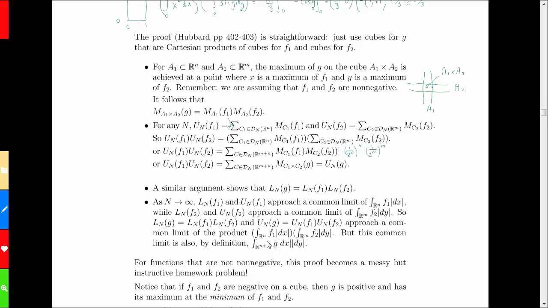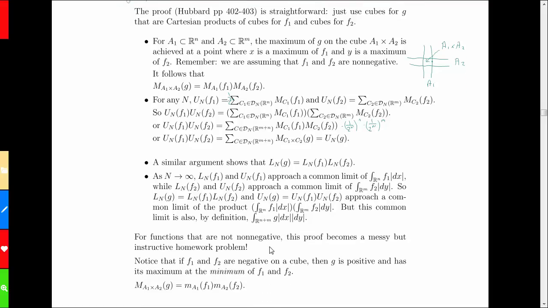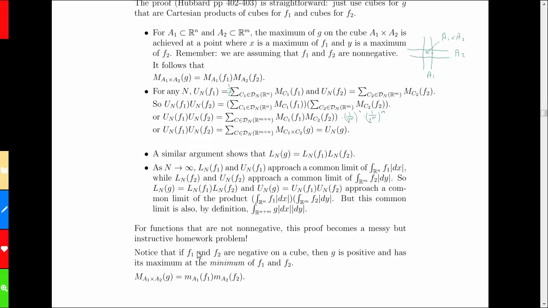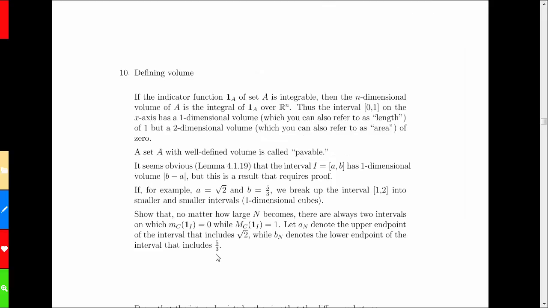If you are not allowed to assume that f1 and f2 are non-negative, then this proof becomes a little bit messier, and I've given that to you as a homework problem. Warning, as I said before, if f1 and f2 can be negative, and on a specific cube they are both negative, then it's entirely possible to have a situation where the maximum value of g is equal to the product of the minimum values of f1 and f2. So that's going to be the first part of your proof.